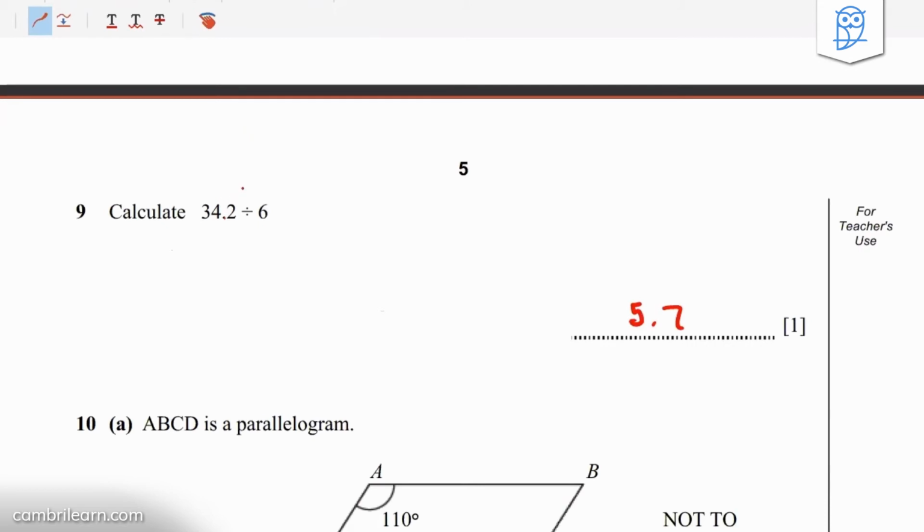Okay, so remember to look at how to divide if you have a decimal point. We can just divide as normal and just replace the decimal point afterwards. So there we have it, 5.7.